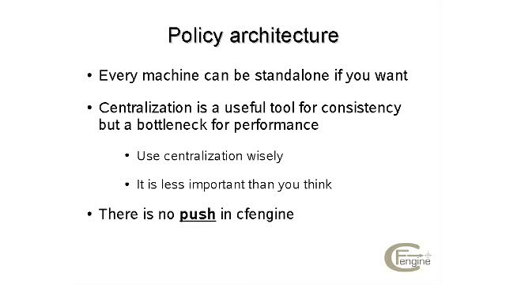So here's the policy architecture, if you like. Every machine can be standalone if you want. My laptop is a standalone machine. It runs CFEngine. On my laptop, for instance, I have rules that take a backup of my files. They take a backup to the same disk. What's the point of that? Well, the reason you take a backup, of course, is to protect against the threat of loss of data. Guess who is the greatest threat to loss of data on my laptop?